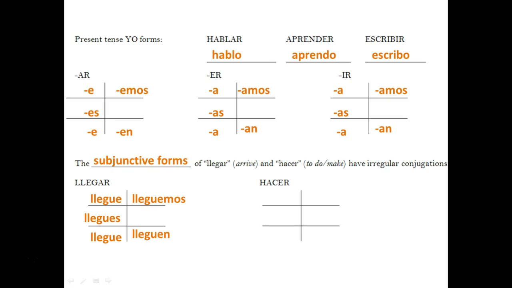It's irregular because you must add a u and then an e, instead of just dropping the ar and adding an e as above. Hacer is an irregular verb because we have to add a g. Look above. Aprender ends in er and you only add an a for a, as, a, amos, and an. For hacer, it's haga, hagas, haga, hagamos, and hagan.